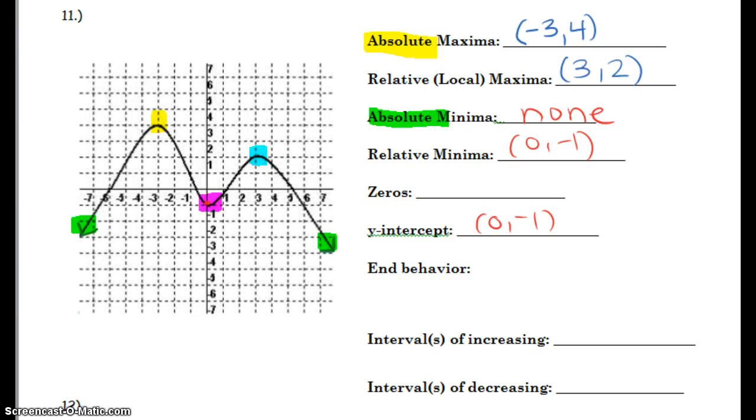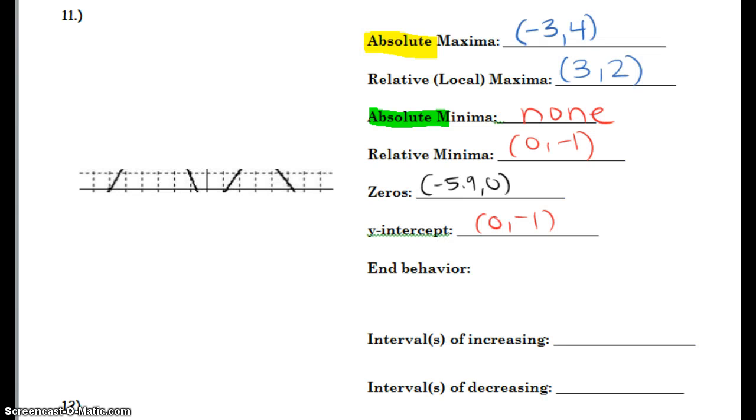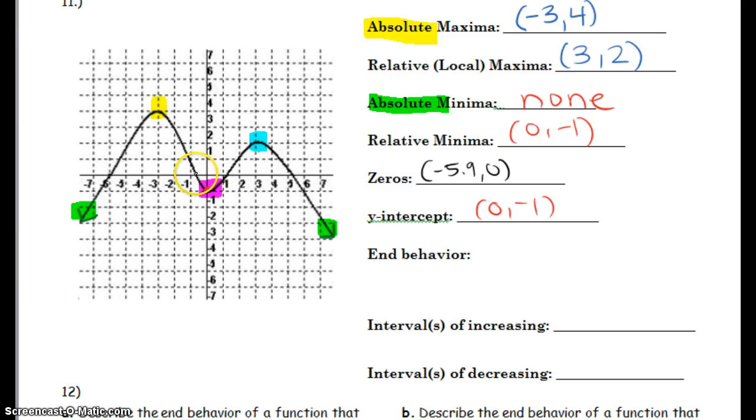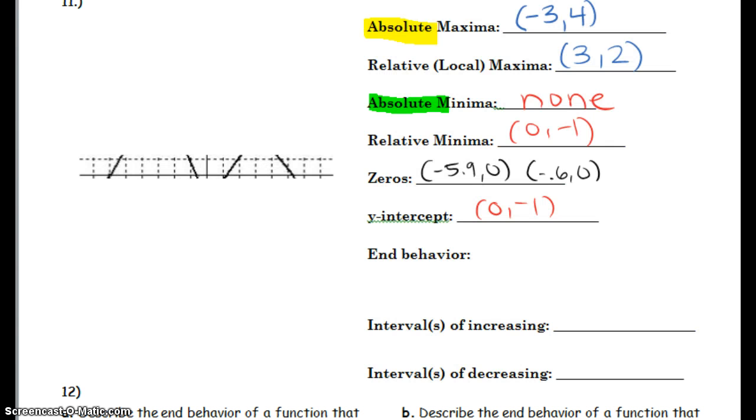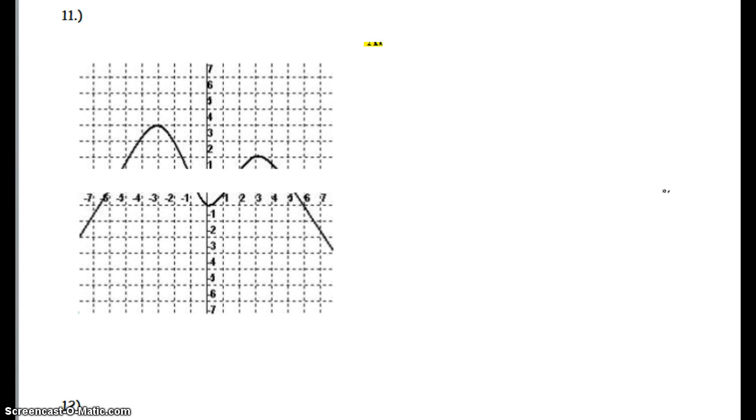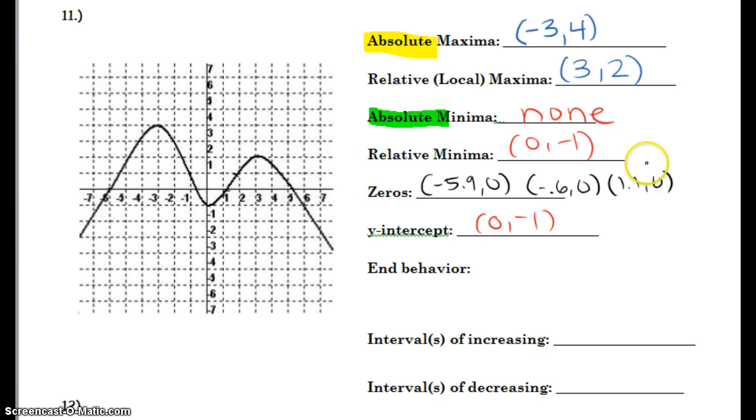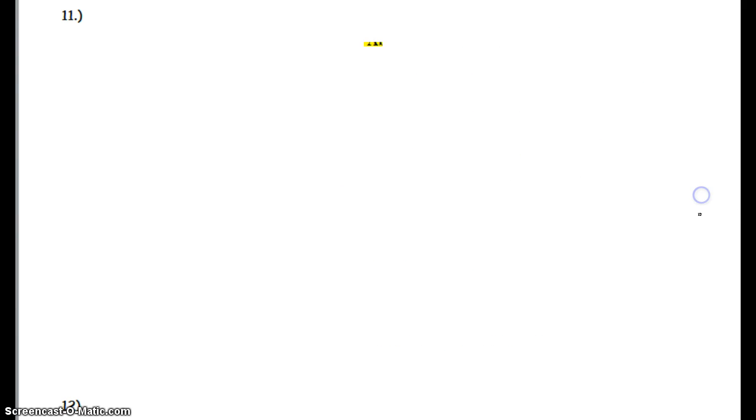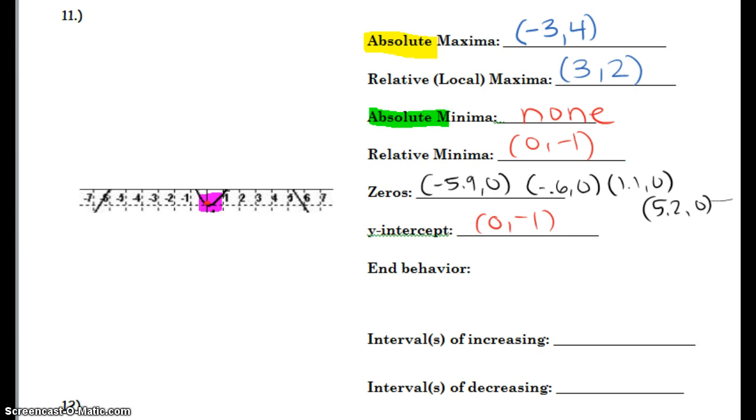For my zeros, I'm gonna have to estimate here. So this looks like it's almost at -6. So I'm gonna say like -5.90. I see another one, looks like maybe -0.60. And there's another one right here at maybe like 1.10. And maybe about 5.20. Doesn't look like they're exactly on the graph, so I can estimate here.